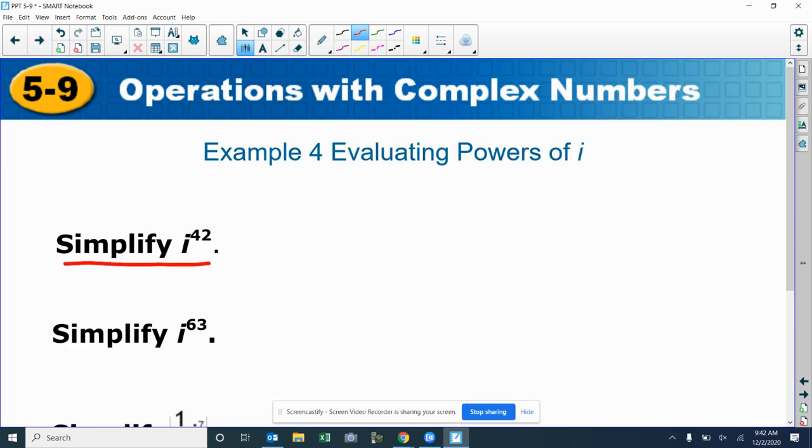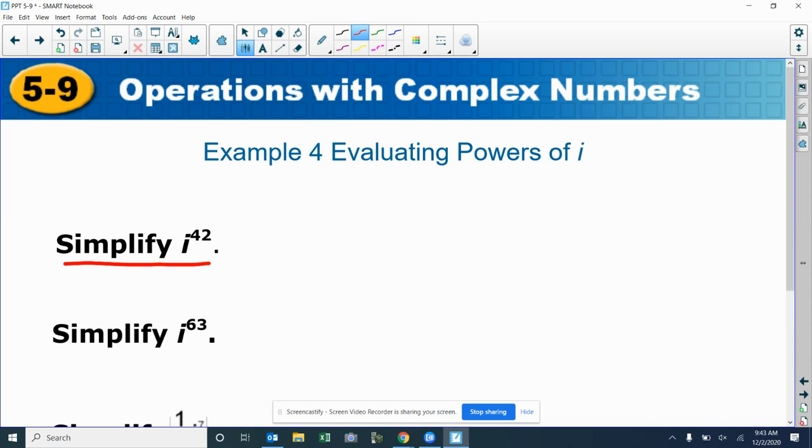All right, that's a big one. i to the 42nd. Now, there's a couple of possibilities here. You can look for multiples of 4, or I can get my calculator and put in 42 and start subtracting 4 until I get to either 1, 2, 3, or 4. I want to get it to be 1, 2, 3, or 4. Does that make sense?